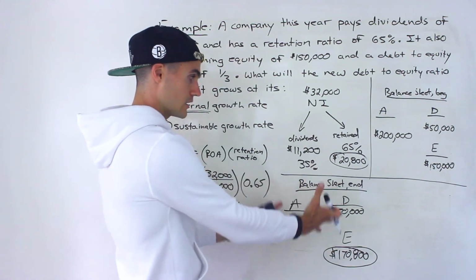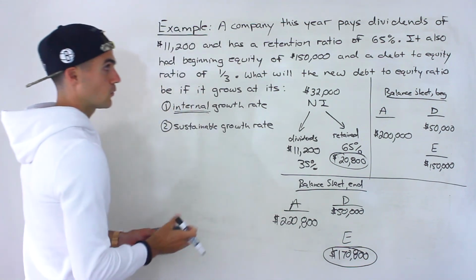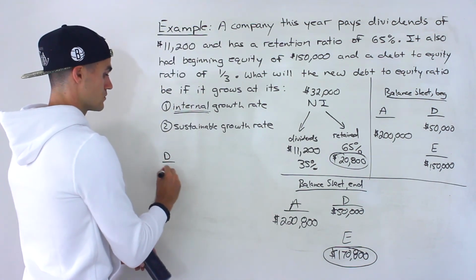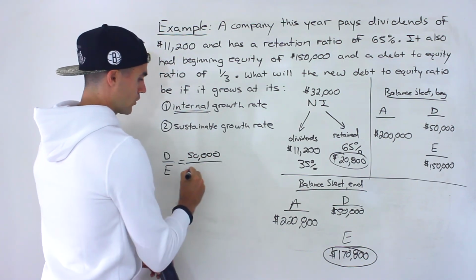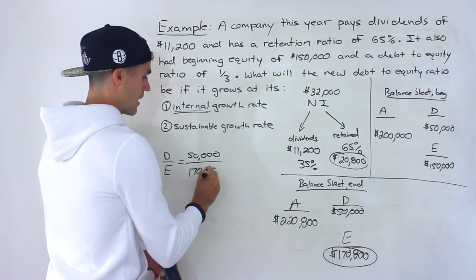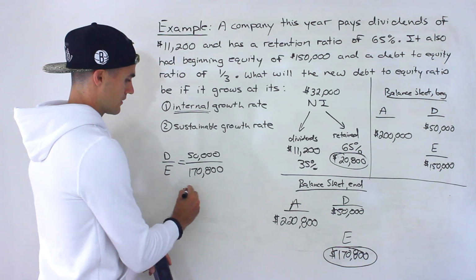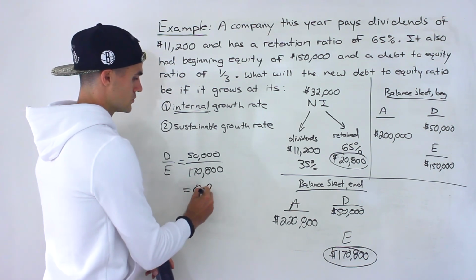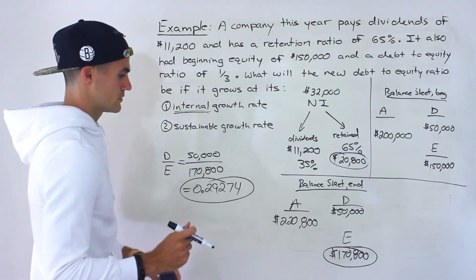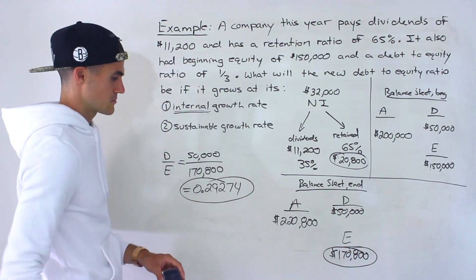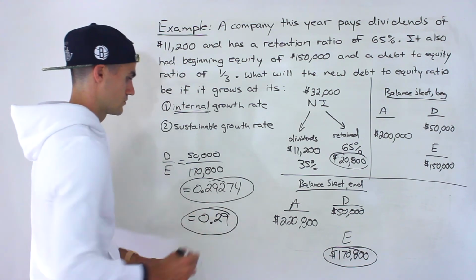And so now we have the entire balance sheet at the end. What's the question asking? What's the new debt to equity ratio? Well, it would be the 50,000 over the equity amount of $170,800. And when you do that calculation, you'd end up with 0.29274. Right? If we round it to 5 decimal places. A lot of times you'll just see answers to 2 decimal places, 0.29.